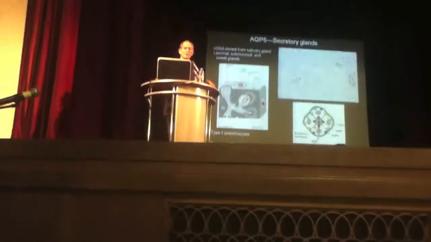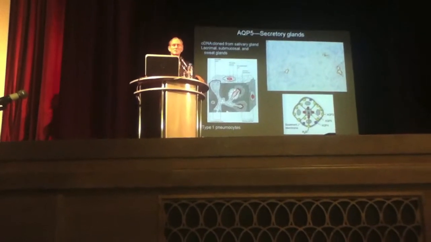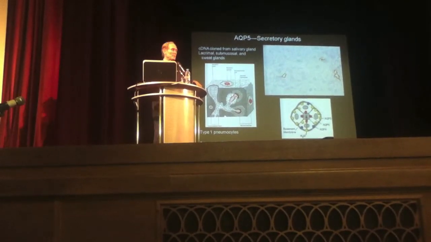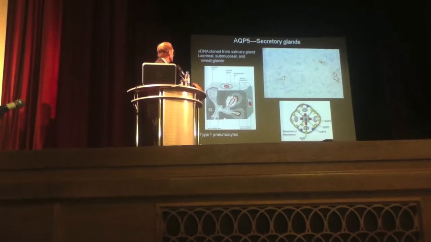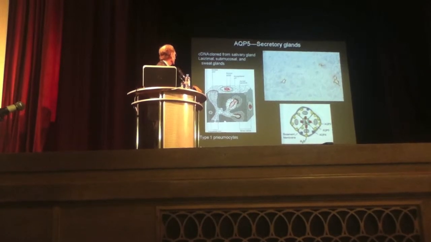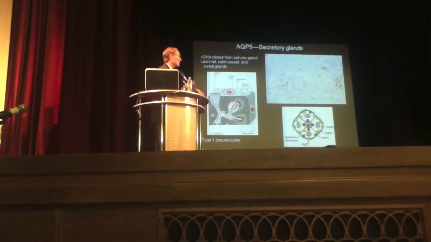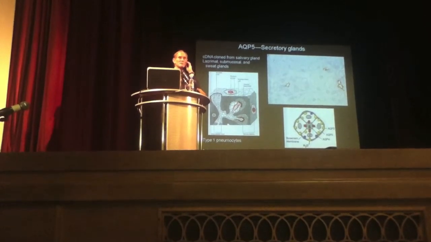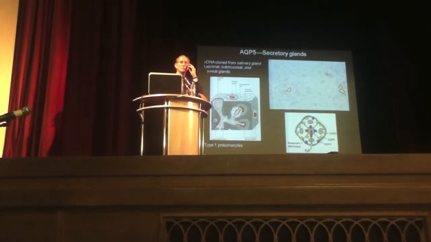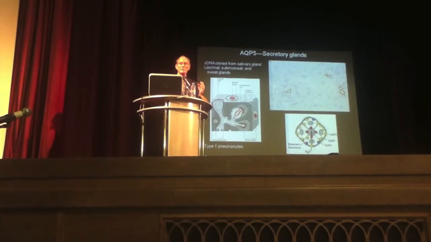So another member of the family, AQP5, is expressed in secretory glands at the apical surface, just the center part of the gland. So here's the gland for a rat. Here's the AQP5 surface. This is the last membrane water passes during the secretion of tears, sweat, and saliva.